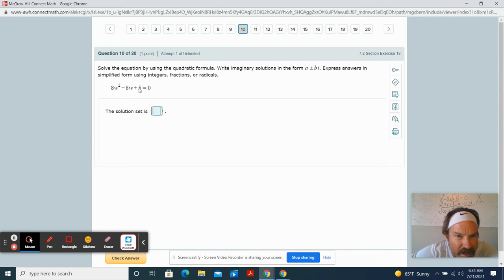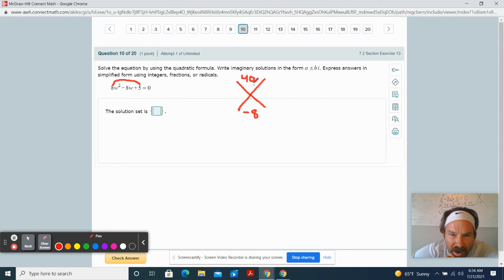Let me check to see if this is factorable. I really don't want to use the quadratic formula unless it's non-factorable. So let me go 8 times 5. 8 times 5 is 40. And -8 would go down here.